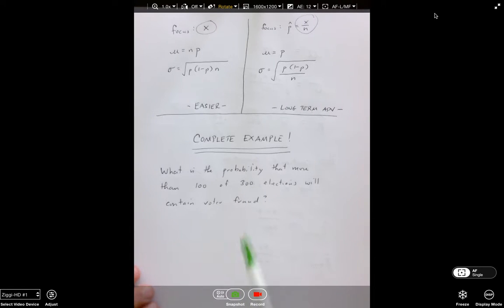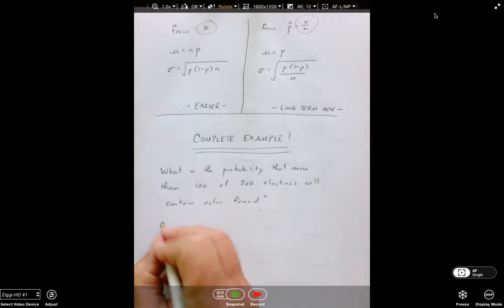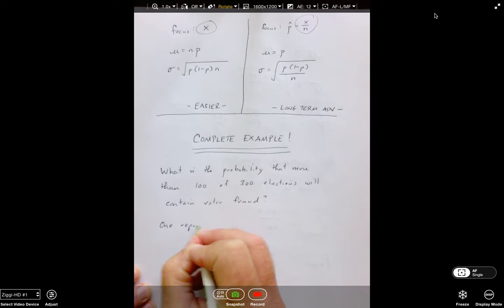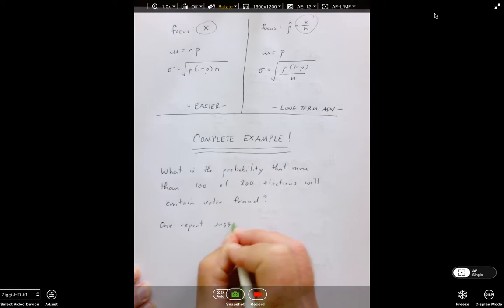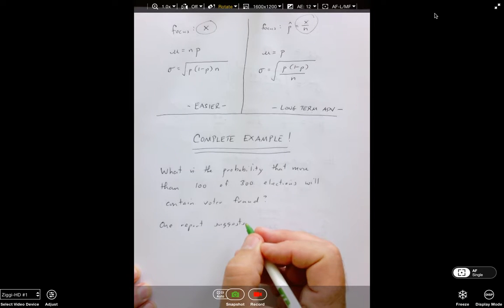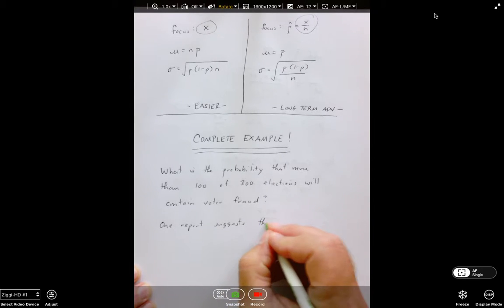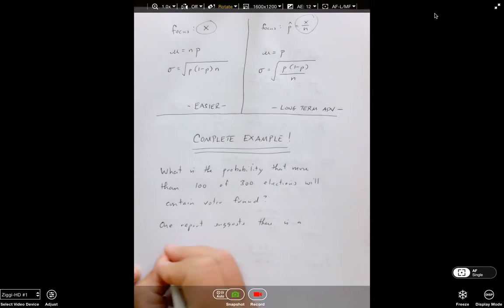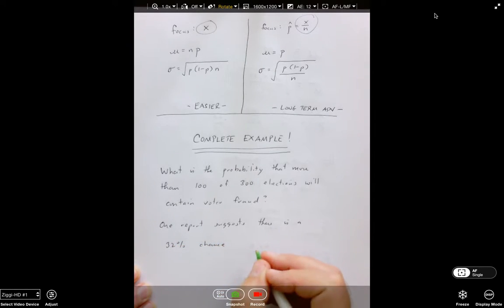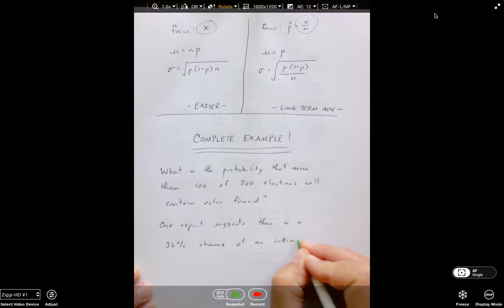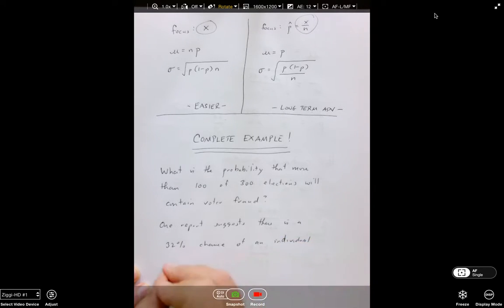So we'll come in and we'll say one report suggests there is a 32% chance of an individual election containing voter fraud.